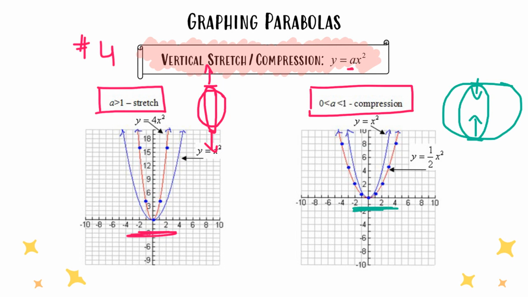Let's look at this example. In the blue, you have y equals x squared. That is your parent function. When we have a vertical compression, you're going to notice that the parabola becomes wider. y equals a half x squared. The parabola has now become wider. So in a compression, our parabola is wide, and in a stretch, our parabola is narrow.